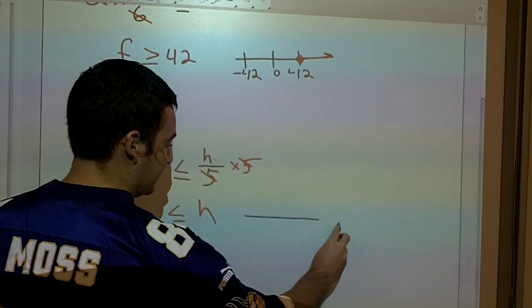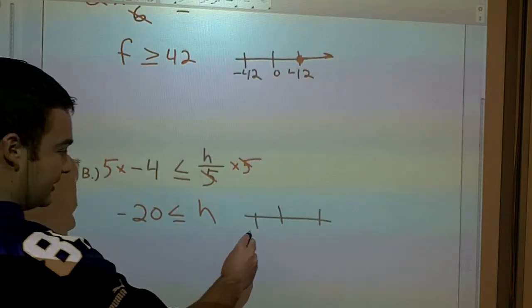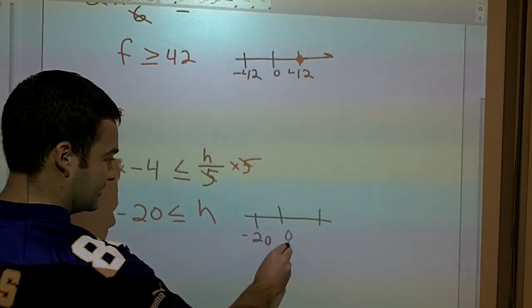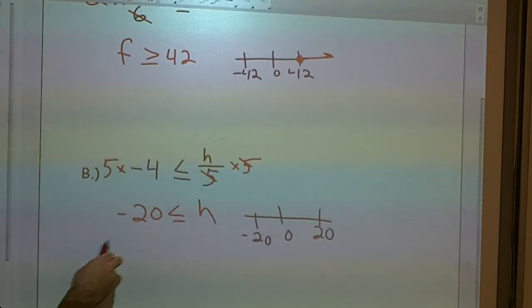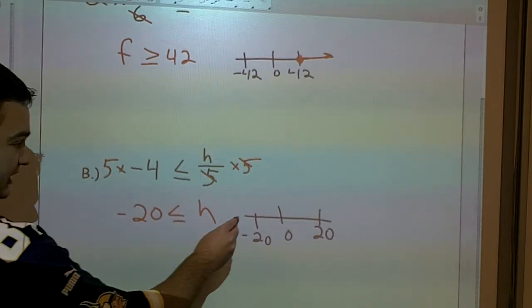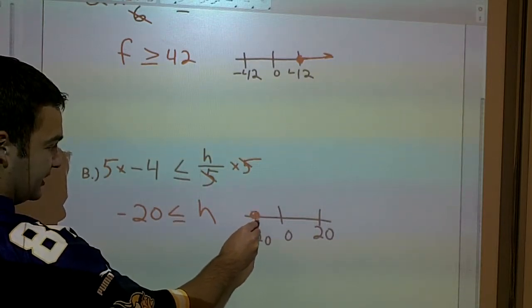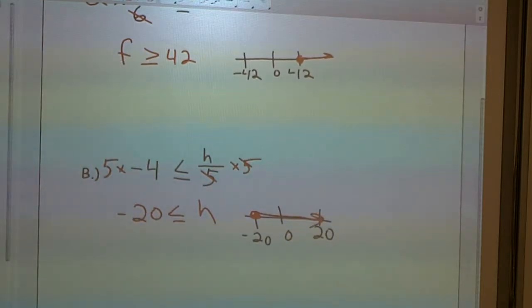Quick graph, again, a 3-point graph, and we're getting in the habit of graphing every one. We go negative 20, 0, and a positive 20. Since this is less than or equal to, or actually h is greater than or equal to negative 20, we've got a closed circle here, and we're going this way. So again, not too much different than equations.